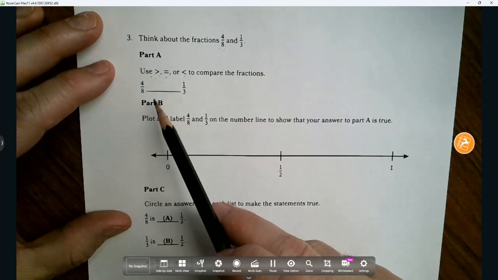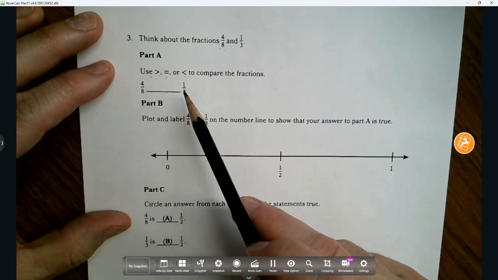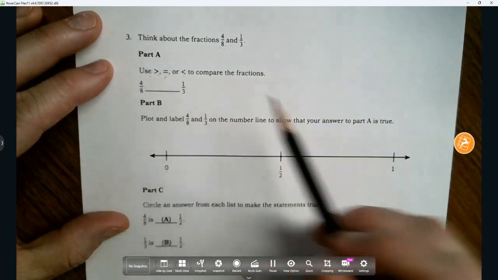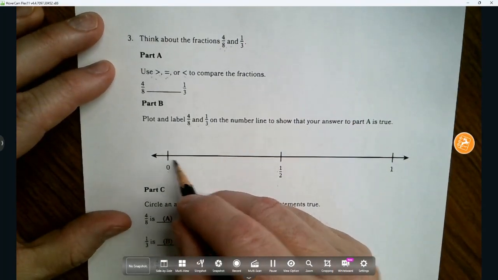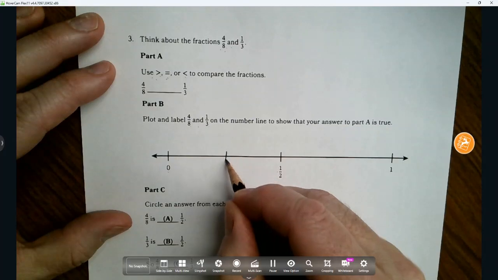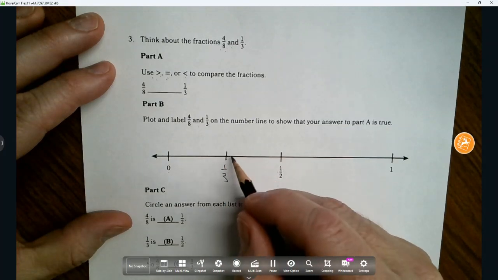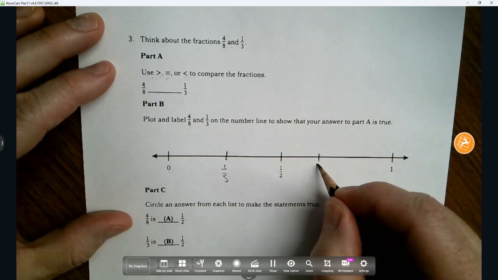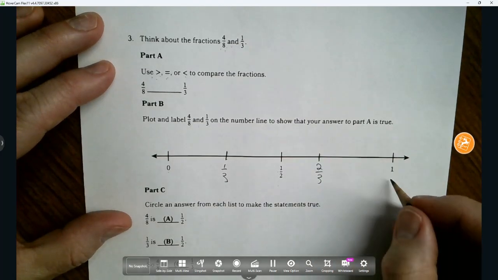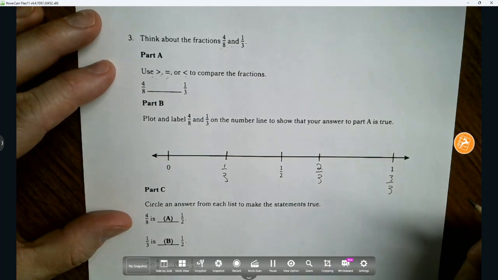So we need to find 4/8 and we need to find 1/3. Well, let's do a third first, because that's a little bit easier. So we just split this whole thing in thirds. If I go about a third of the way, this would be 1/3. I need to jump again to about right there. This would be 2/3. And down here, of course, 1 equals 3/3.